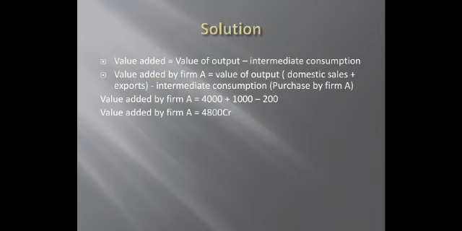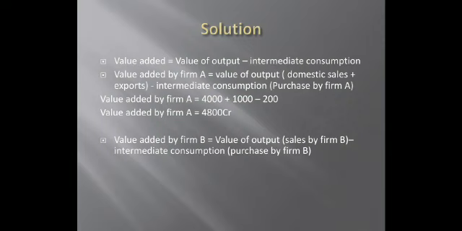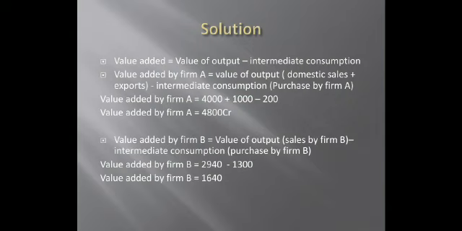Now students, let us calculate value added by firm B. We will take the same formula, value of output minus intermediate consumption. Here value of output is sales by firm B, and intermediate consumption is purchase by firm B. Sales by firm B is 2,940 and purchase by firm B is 1,300. So value added by firm B equals 2,940 minus 1,300, which equals 1,640 crore.